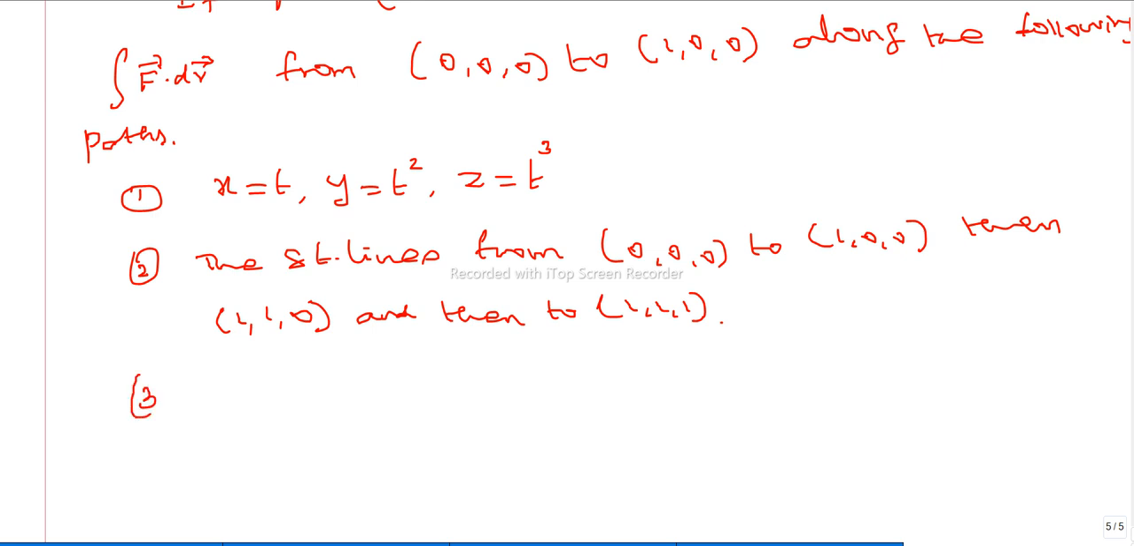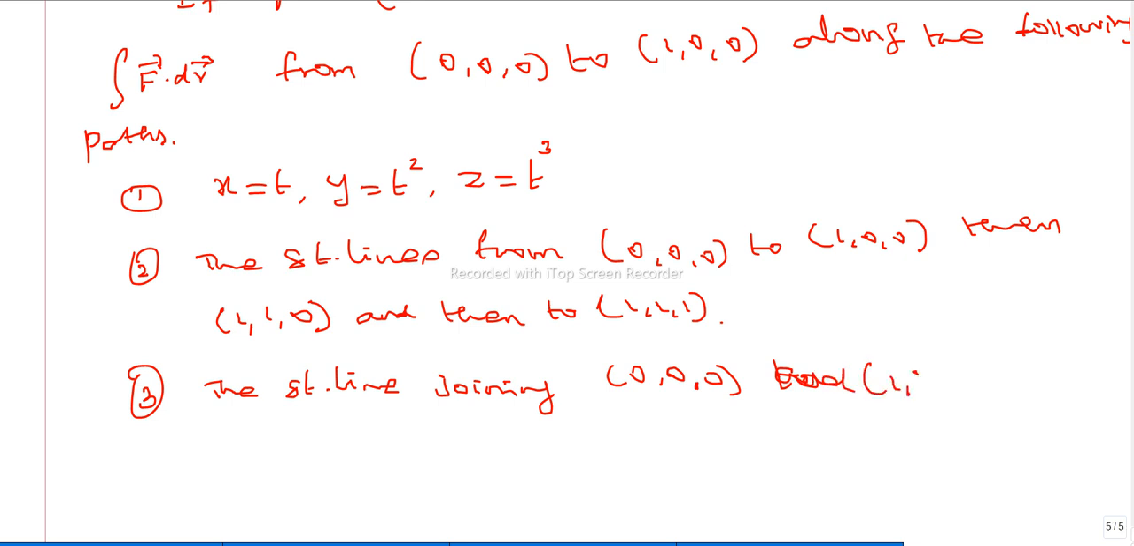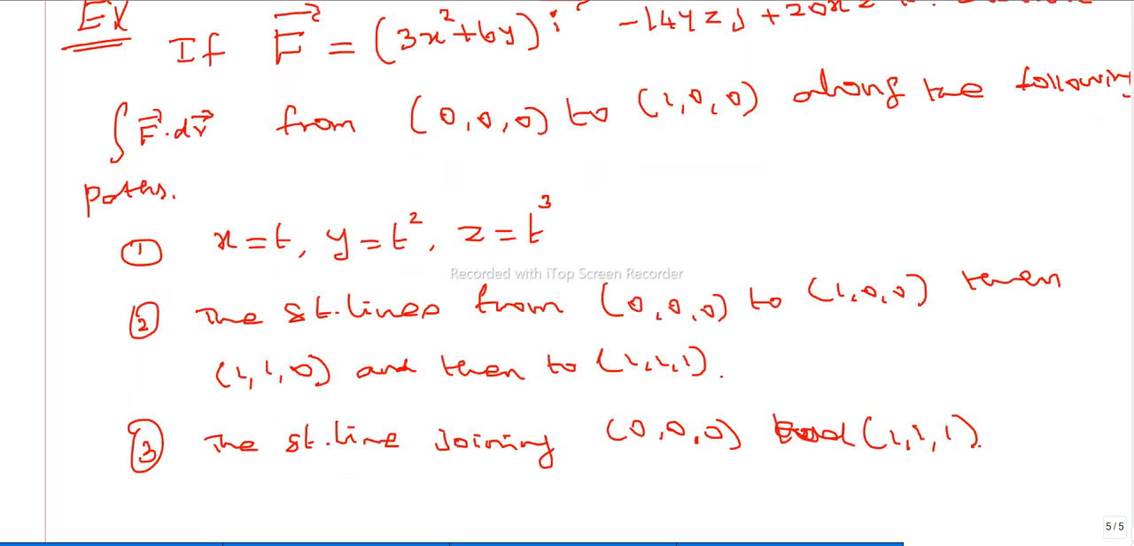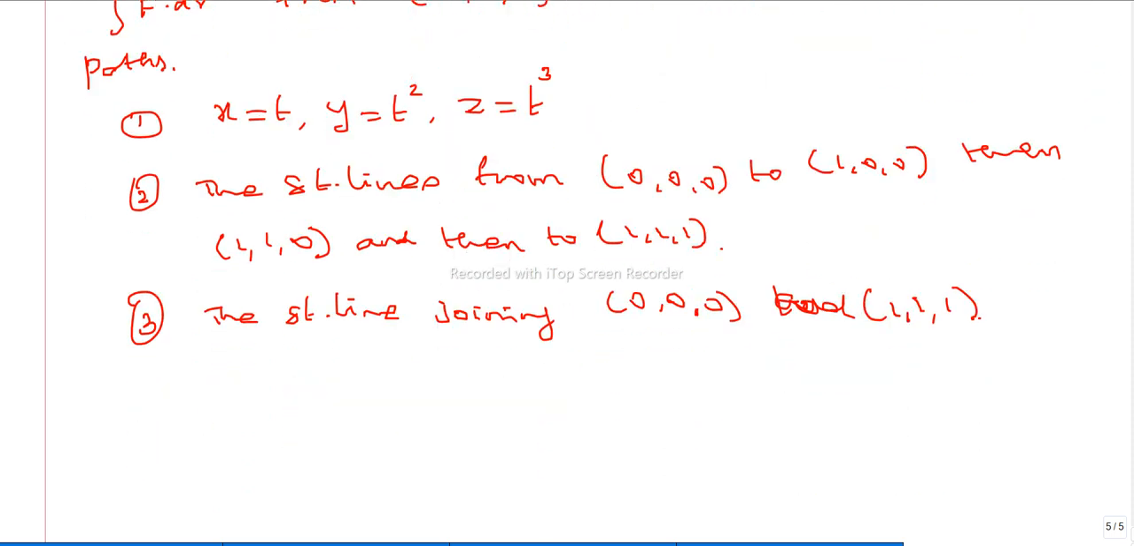So the third path is the straight line. That is, this one is a direct line, the straight line joining the point 0, 0, 0 and the point 1, 1, 1. So now we have to evaluate the integral of F dot dr for each path.